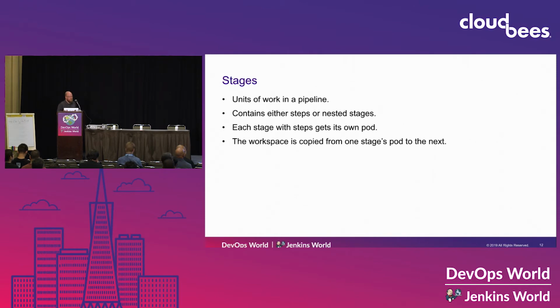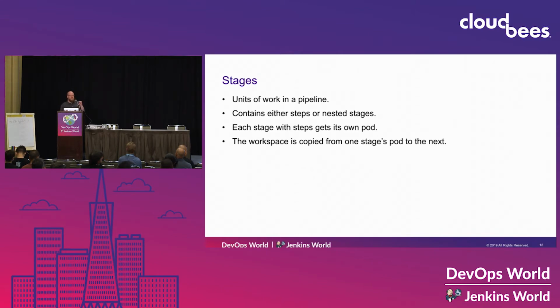And what's a stage? Well, it's a unit of work in a pipeline. It's one or more steps, or it can contain nested stages. Again, very similar to declarative pipeline. Each stage that has steps gets its own pod, so that all of the steps are running in the same pod. There's no delay between spinning up the container for one step and spinning up the container for the next step in the same stage, because it's running in the same pod.